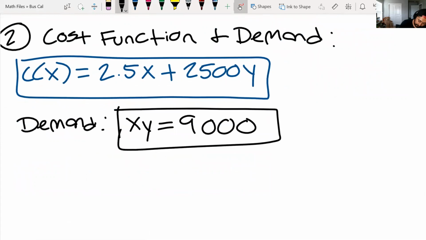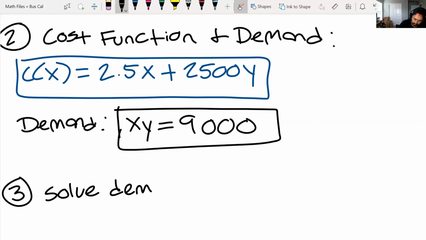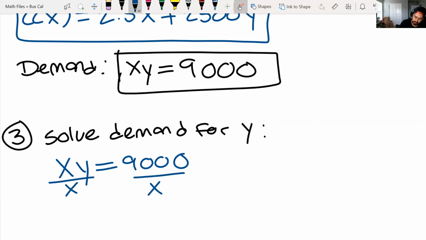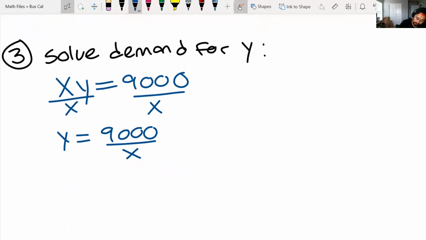So step 3. Rearrange demand, solve demand for y, plug it into y in the cost function. So what's the easiest way to make this step? I'll just say rearrange demand, solve demand for y. How's that? So that's where we'll begin. Demand is x times y equals 9,000. Divide by x, divide by x. Y equals 9,000 over x. Or even better, y equals 9,000 x to the negative 1.